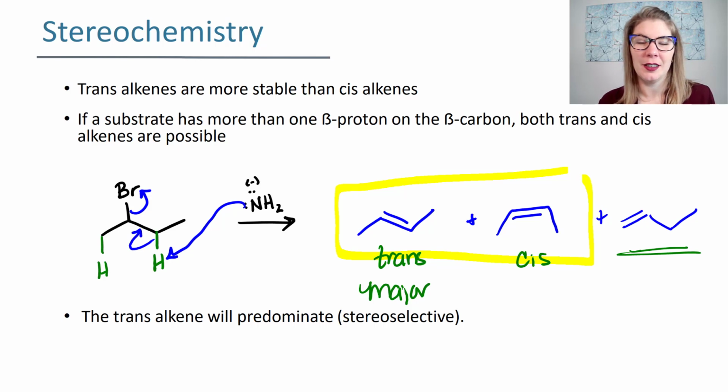Sometimes students ask me at this point if they need to start getting a little overzealous with their majors and minors. So trans is your first major, and then cis, you're going to have more of that than you would this mono-substituted alkene at the end. But in actuality, let's not get too crazy. Let's just call them majors and minors and not rank the minors, because that sounds like a lot of work.